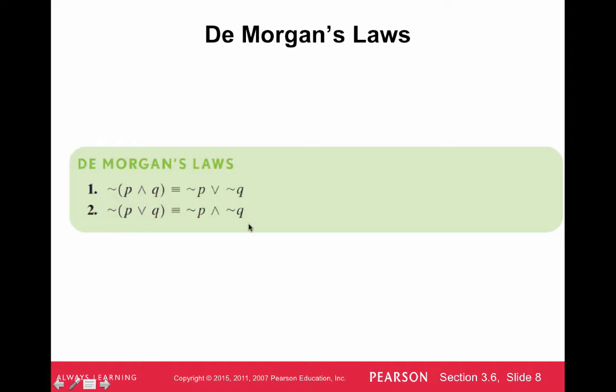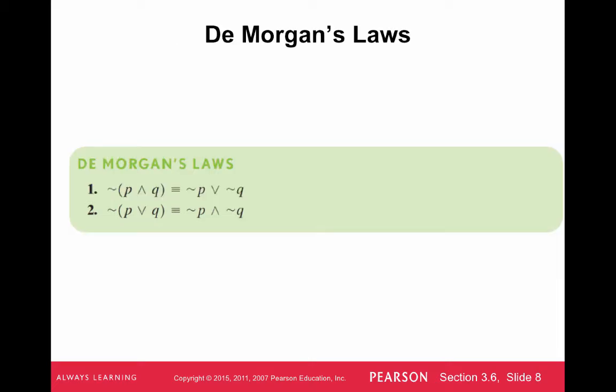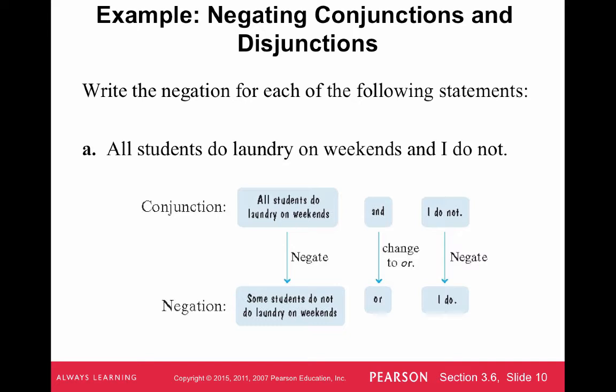You just flip the disjunction to a conjunction, so flip the or to an and, and still negate both of the statements. This is just an explanation of what I said before. It's just a long-winded way of explaining what you're doing. So these slides are basically the same. And let's look at an example.